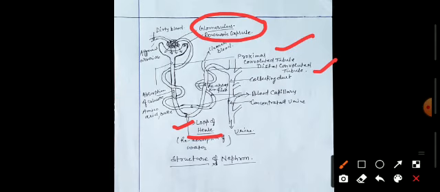So it is the figure or the structure of nephron. In next video about the function of nephron.